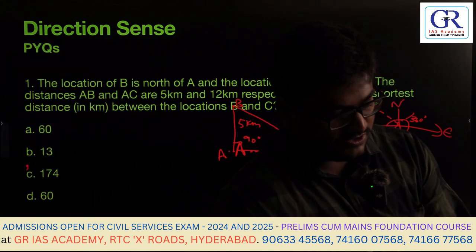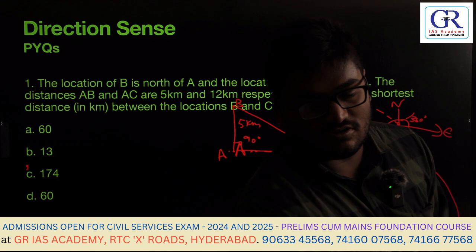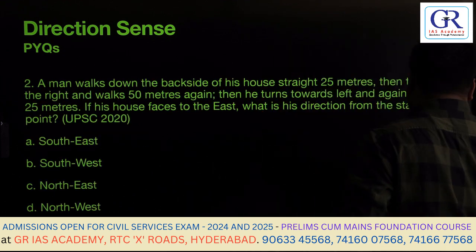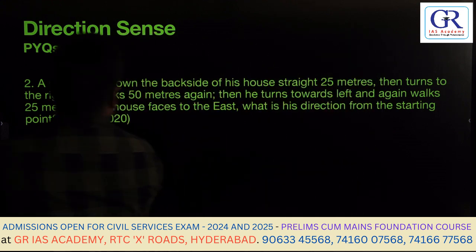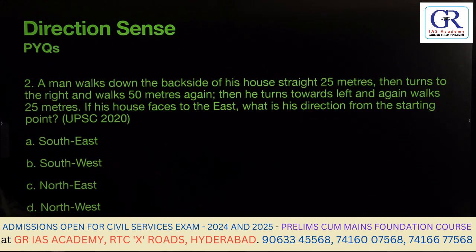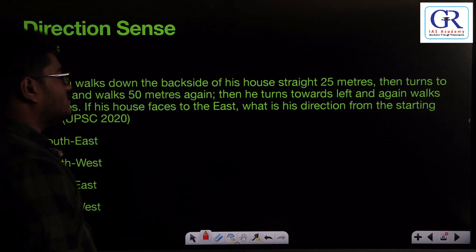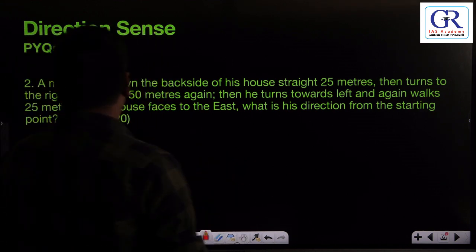I have given you these formulas, the north-northwest and west-northwest. Okay. So a man walks down the back side of his house straight 25 meters, then turns to the right and walks 50 meters again. Then he turns towards left and again walks 25 meters.